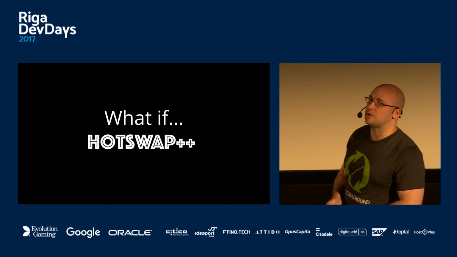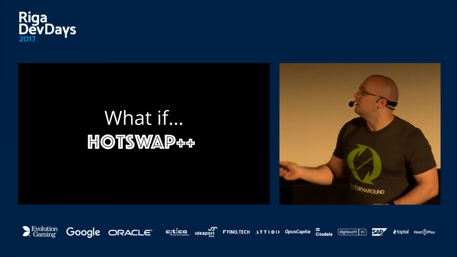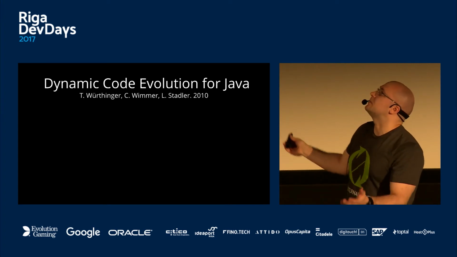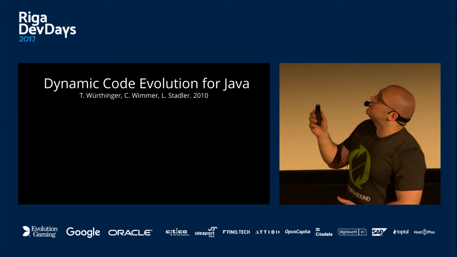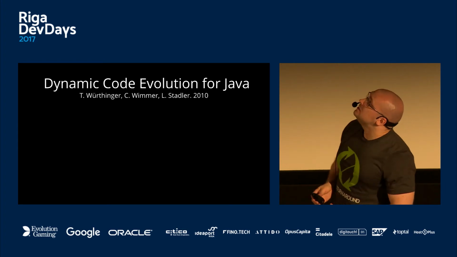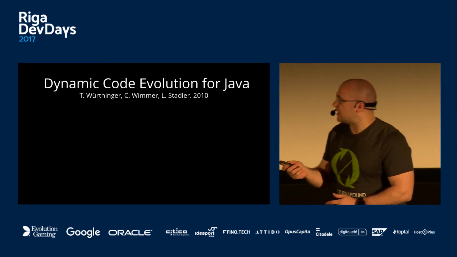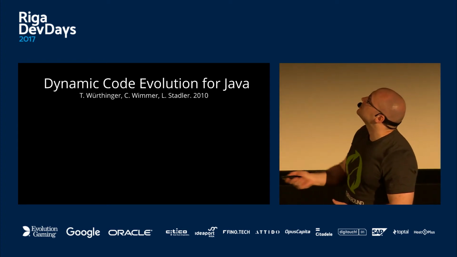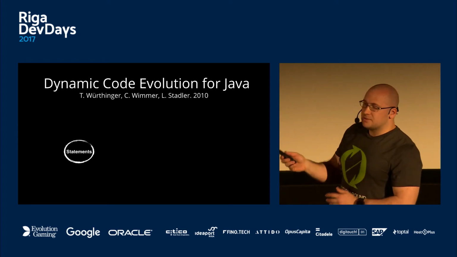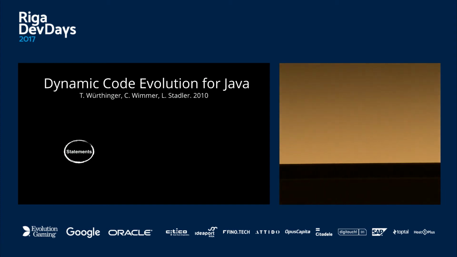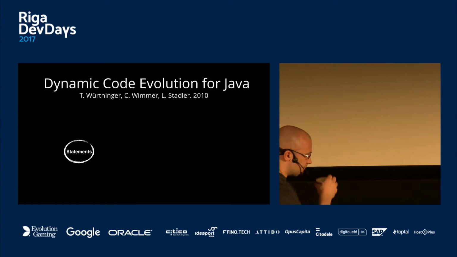So what if we wanted to have a better HotSwap? There is a paper, and there is a prototype implementation, of course, of it: the Dynamic Code Evolution VM for Java. The paper is from 2010, and Oracle Labs is responsible for it. So statements is the simplest type of change that I just mentioned and described in this diagram on the previous slide.